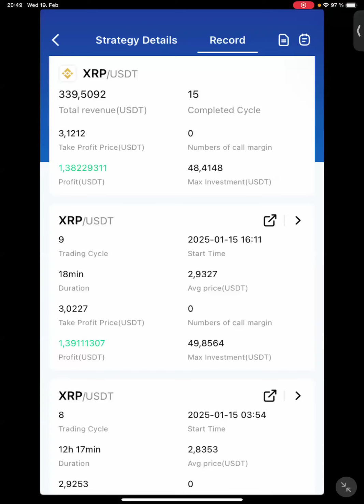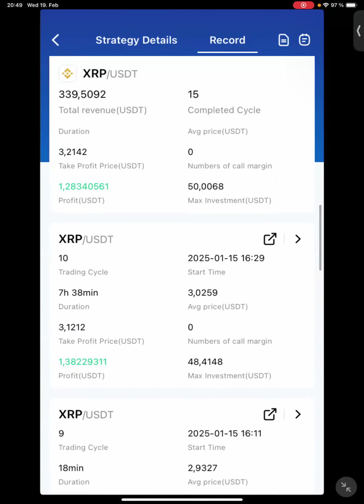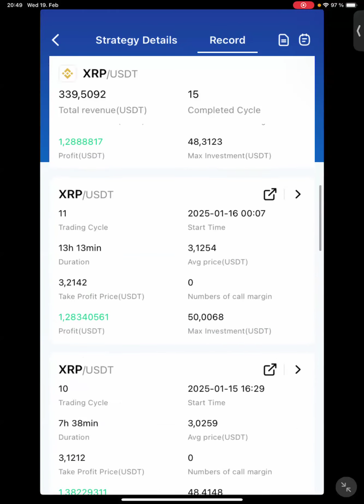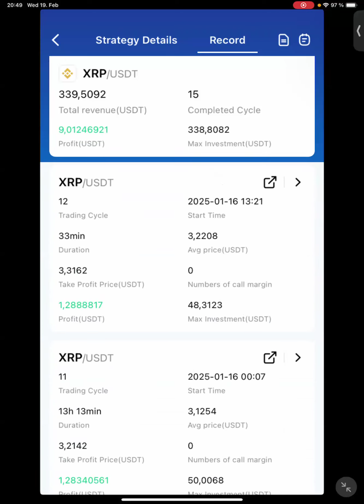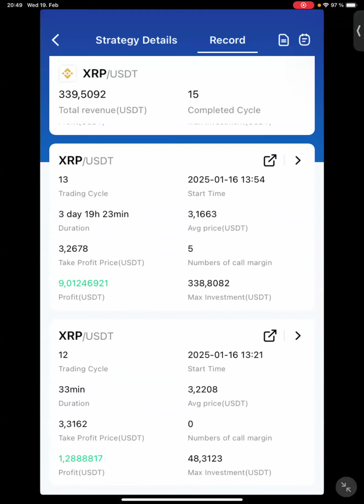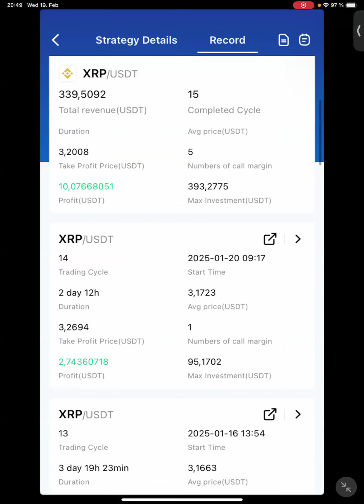1.4 plus 1.4 again plus 1.3 plus 1.3 again plus 9 just 9 plus 2.7 plus 10, just 10.1. Okay, that is all. So this on my screen here is 88.1.